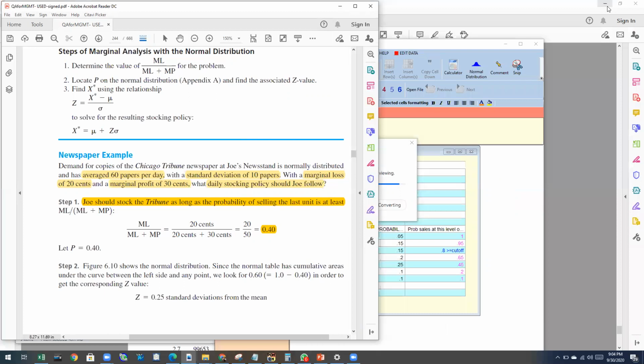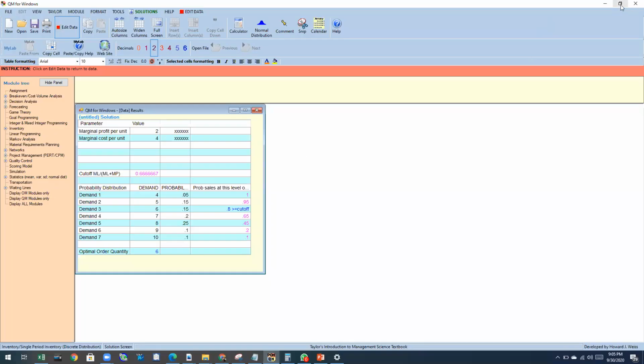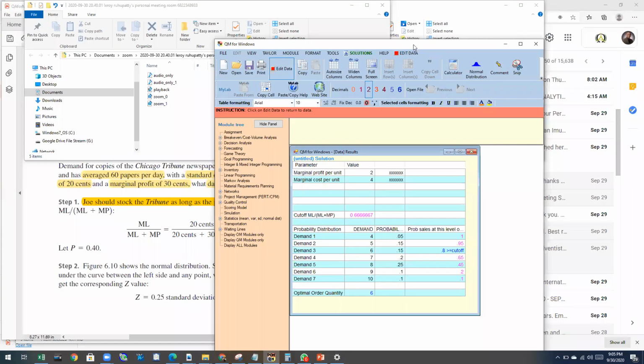Okay. Bear with me. I will stop sharing. Where is my POM QM? Okay, so this is my POM QM.